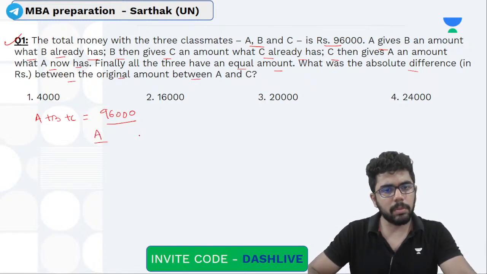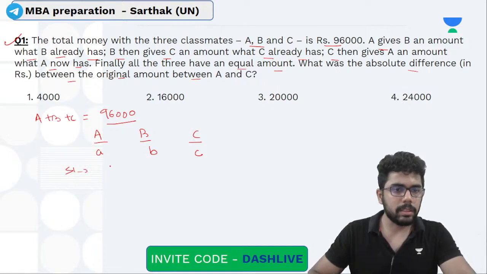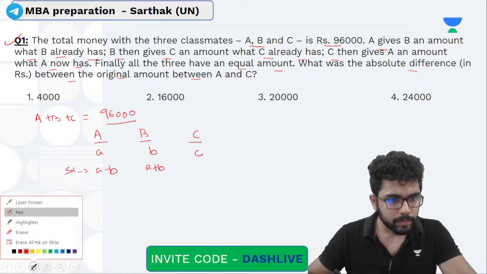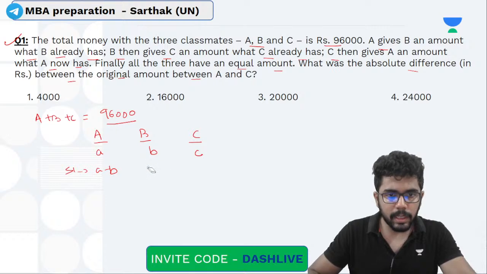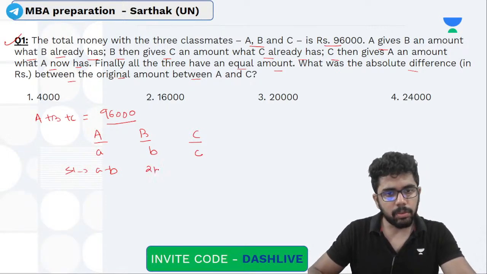So let's say original amount A, B, C का ऐसे हम लेते हैं. Simple सा question है, nothing difficult. So step 1 क्या हो रहा है? A gives B what B already has. That means A will give, तो कितना है? अभी A sorry, B के पास B है and A will give B, so A is left with A minus B. B के पास हो गया 2B and इसके पास C.